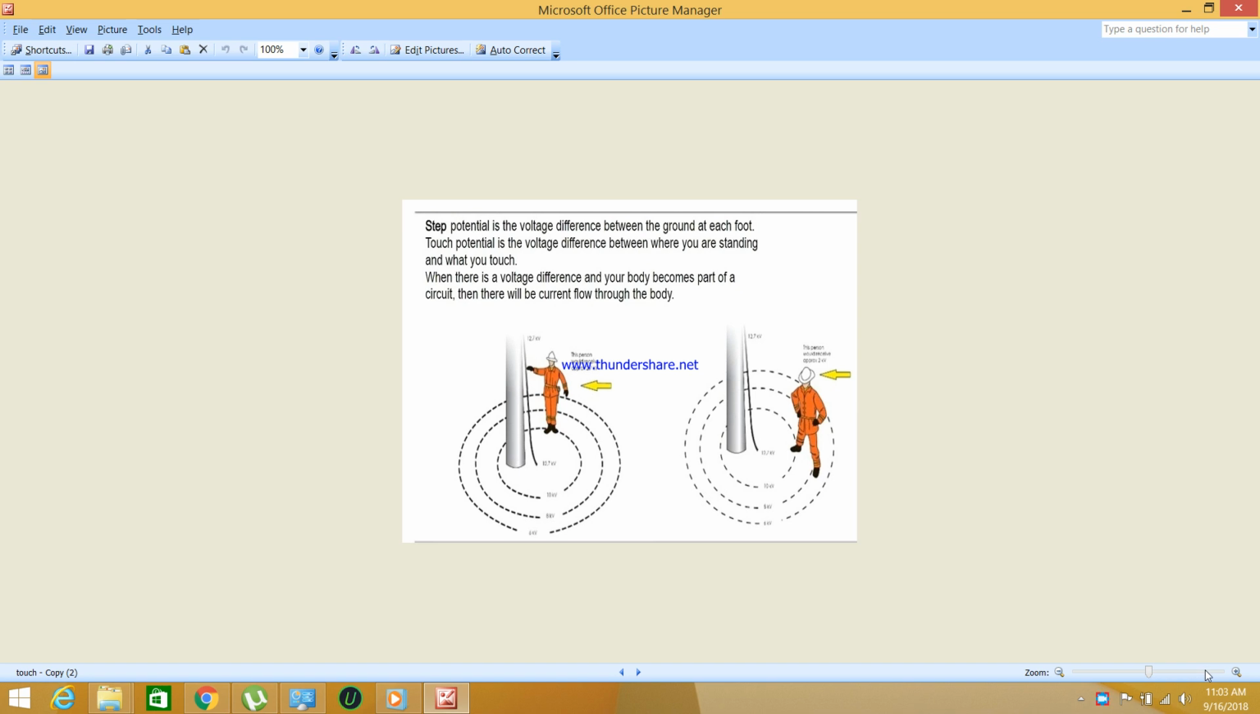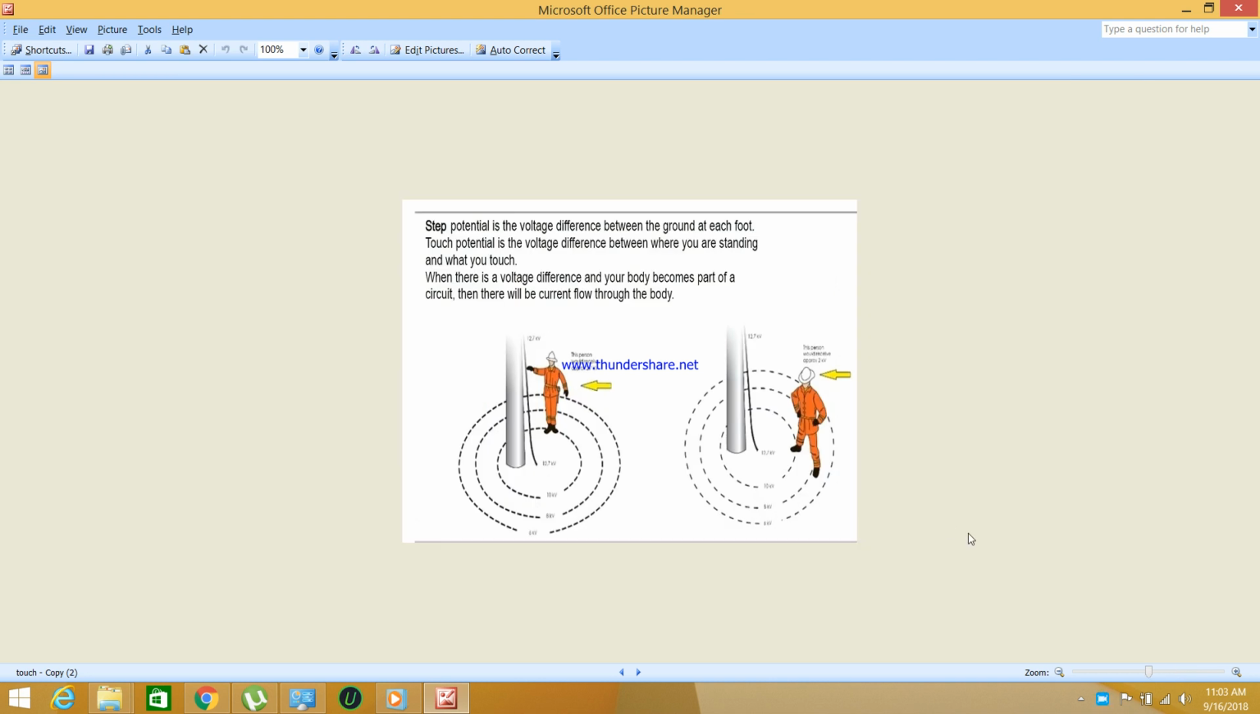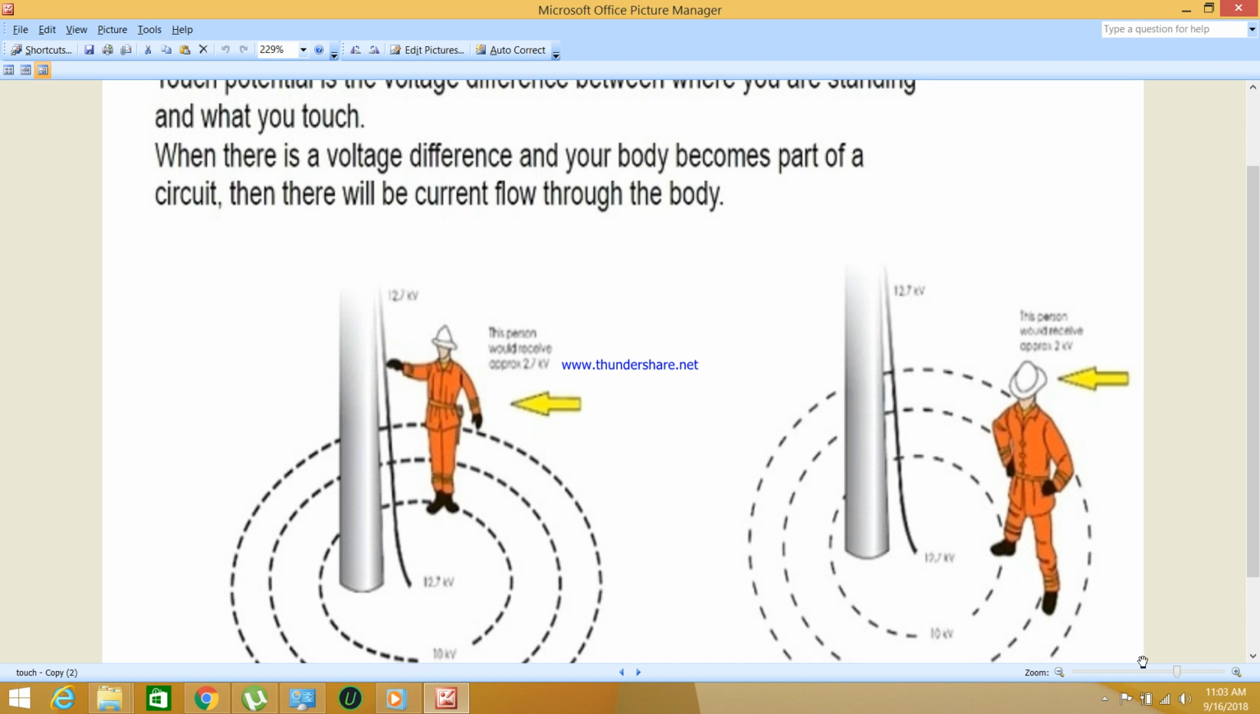Step potential is the voltage difference between the ground at each foot. As you can see in example 2, a person standing with a cap on his head has his two feet apart from each other. Both feet are away from each other.